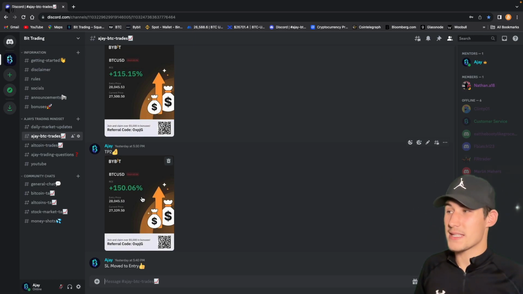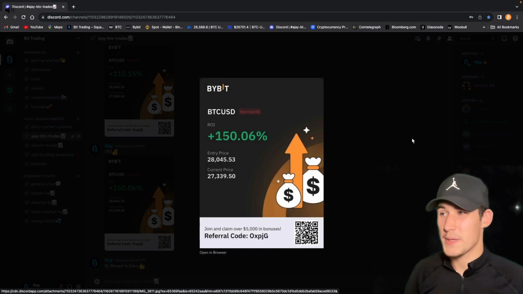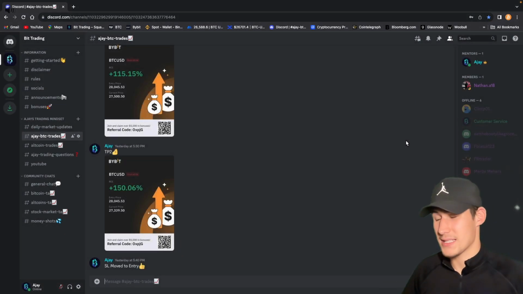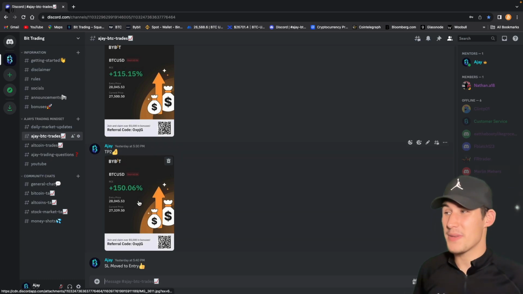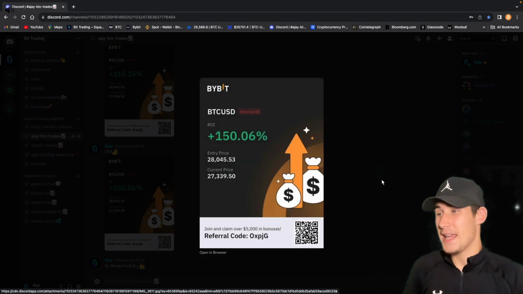We have taken TP2 at 150%. At one point, like I said, it was in over 160% in a profit. But a TP2 at 150% is a very profitable trade.